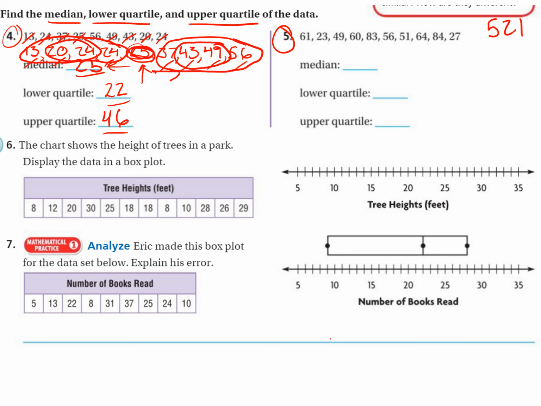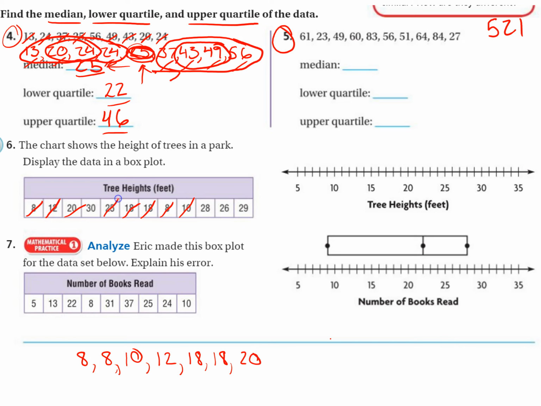Okay, so we need to do all that same information. We need to put these in order from least to greatest, first of all. So it looks like 8 is the smallest, and there's 2 8s. The next smallest looks like 10. The next smallest looks like 12. And then after 12 looks like 18, and there's 2 18s. And then 20.